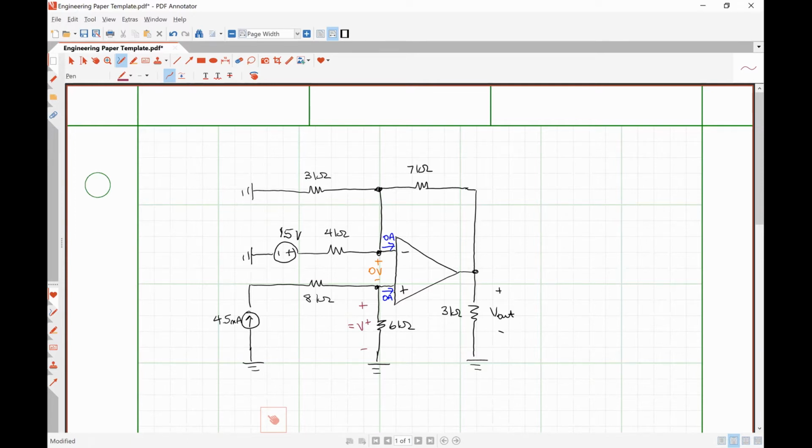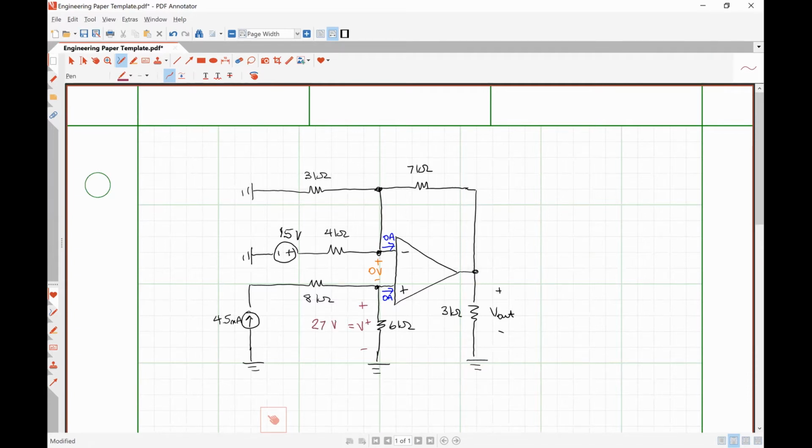Well, if no current can flow into the op-amp, then all the current from the current source is going to ground, right? Right, so all the current from the 4.5 milliamp source will flow through the 8 kilo ohm resistor, and then it can't split off, so all of that 4.5 milliamps must also flow through the 6 kilo ohm resistor. So 4.5 milliamps times 6 kilo ohms, that's going to be 24 plus 3, should be 27 volts if my mental math is correct. Yep, that's what I got.